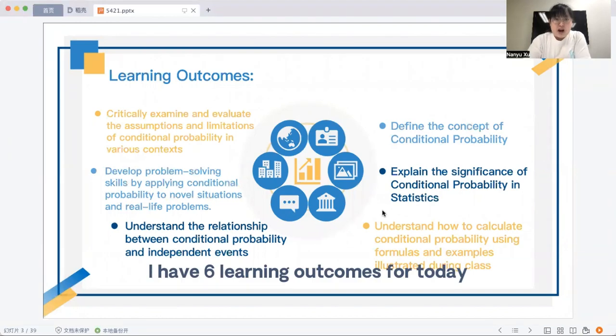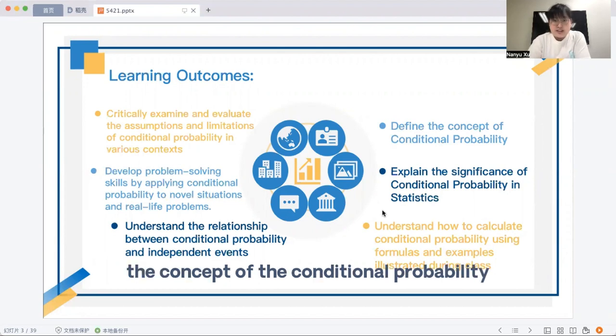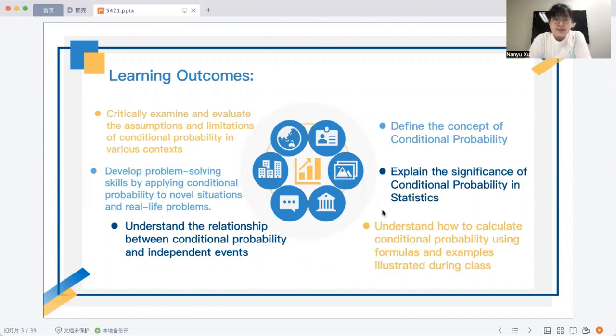I have 6 learning outcomes for today. After this class, students are able to define the concept of conditional probability. They are able to explain the significance of conditional probability in statistics. They also understand how to calculate conditional probability using formulas and examples illustrated during our class.